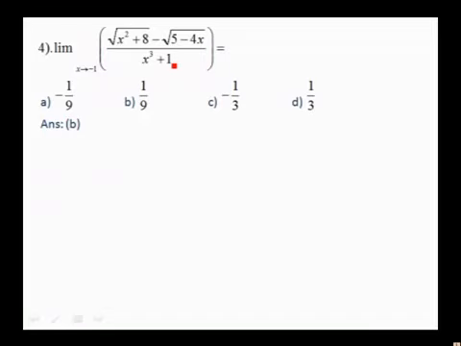Fourth question, limit x tends to minus 1 of root of x square plus 8 minus root of 5 minus 4x over x cube plus 1 equals.